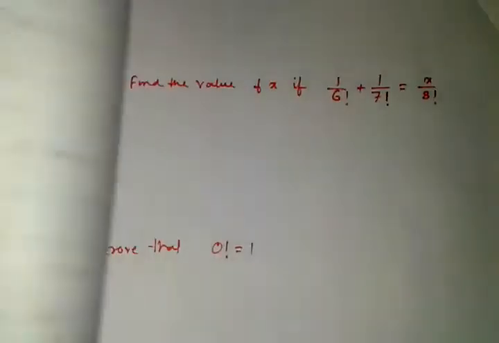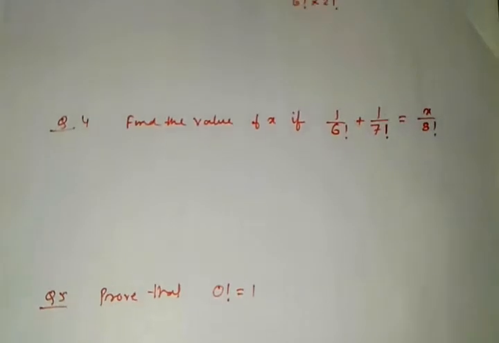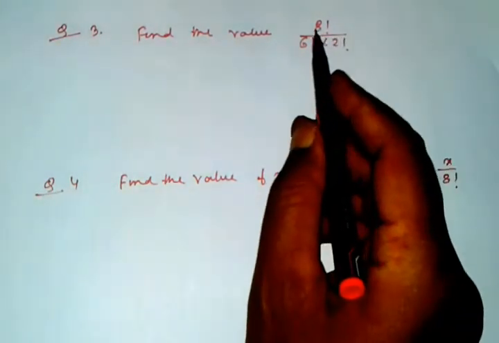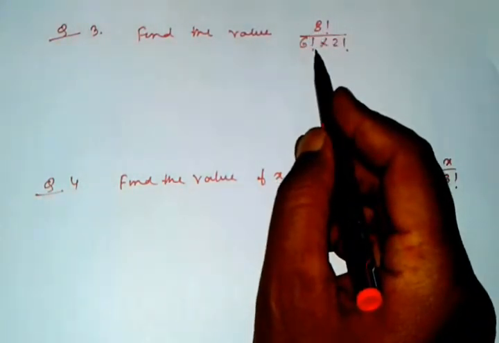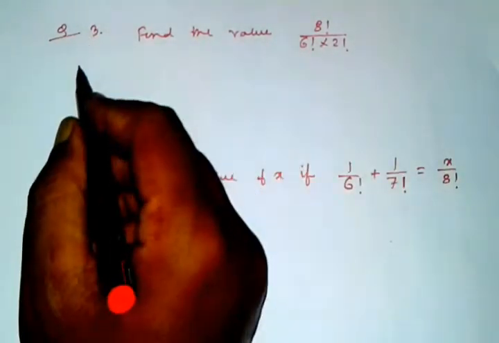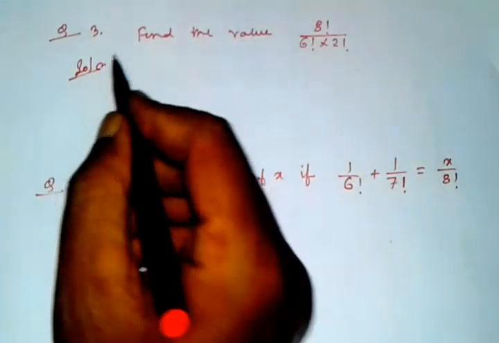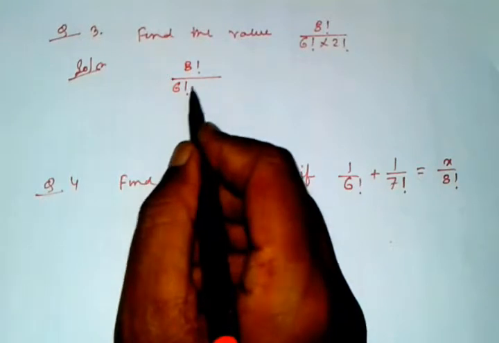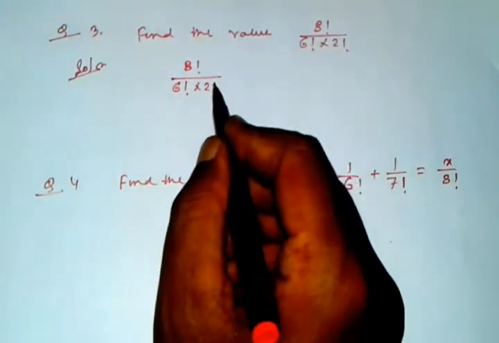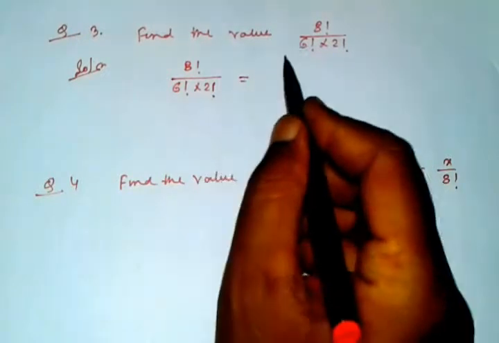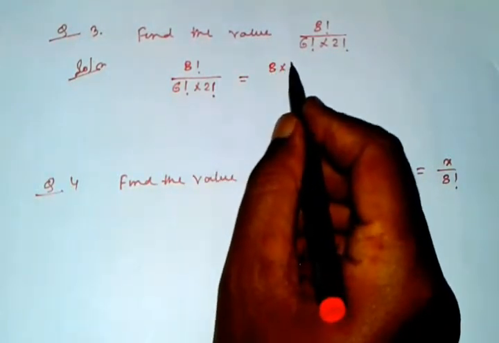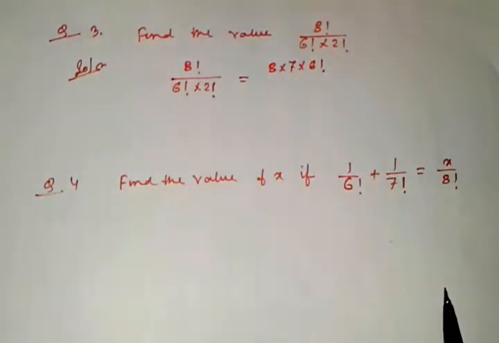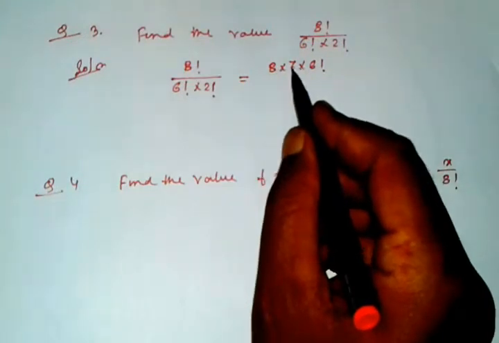Next, find the value of, this is question number 3. Factorial 8 divided by factorial 6 into factorial 2. Solution. Factorial 8 divided by factorial 6 into factorial 2. We can write factorial 8 as 8 into 7 into factorial 6, we can stop it at factorial 6.